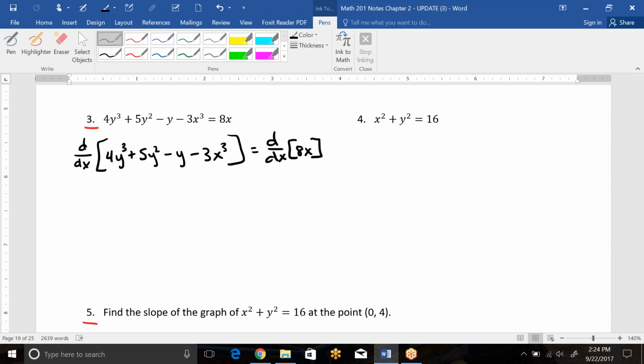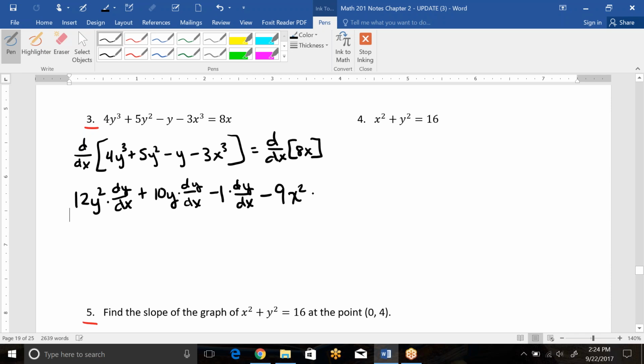Okay, so instead of actually writing dy dx in front of every single term, you can write it just on both sides of the equation. Just make sure you carefully look at each term one by one. So this would be 12y squared, and since y is not the correct variable, we chain on the dy dx. 2 times 5 would be 10y, and then because it's not the right variable, you chain on the dy dx. Negative y would be negative 1, and again, not the correct variable, so we chain on dy dx. Negative 3x cubed is the right variable for our respect, so this would just be negative 9x squared. And on the other side, we just get 8.